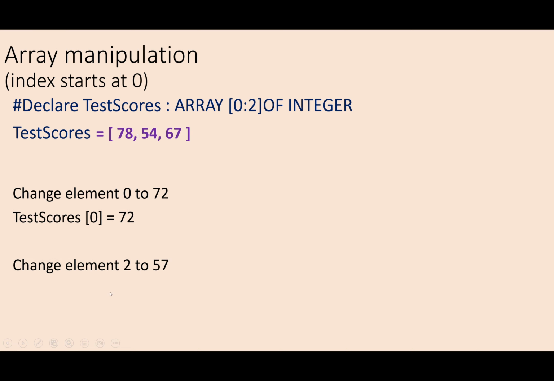So how might you change element 2 to 57? Again, pause, have a go. Okay, so to change element 2 to 57, we want test scores 2 equals 57. And that will change this element here to 57.